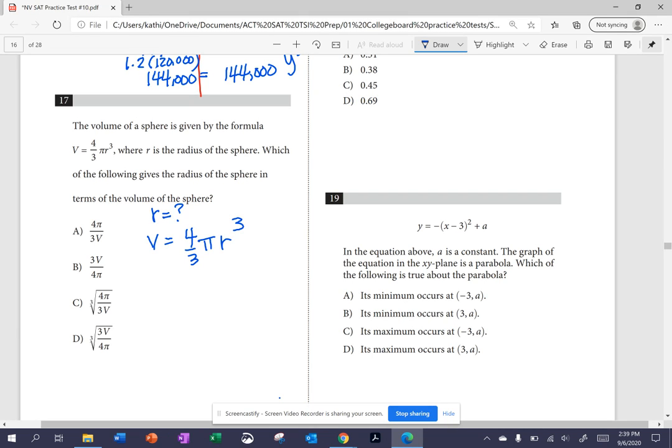So I want to isolate the variable r cubed. So I'm going to divide by what's next to it, 4/3 pi. Whatever I do to the left, I need to do to the right to keep my equations equal. So 3 is logically equivalent with the numerator. So this is going to be 3v divided by 4 pi equals r cubed.